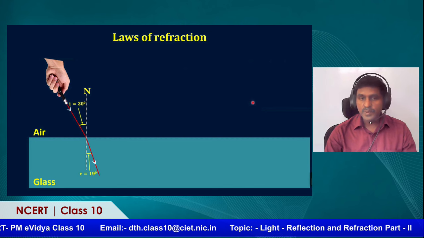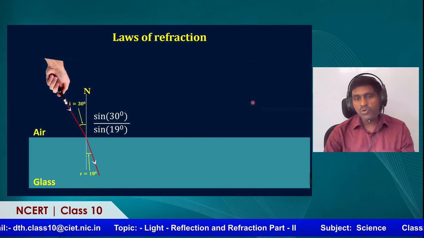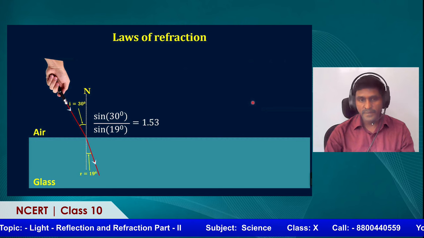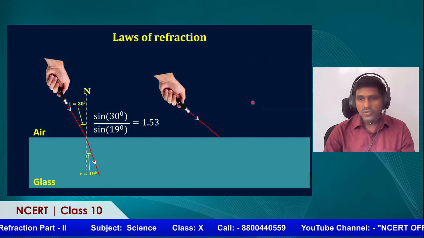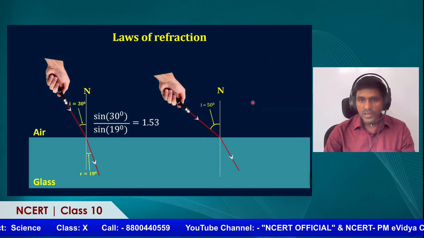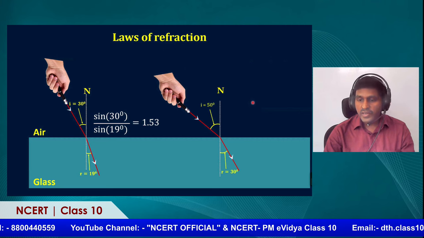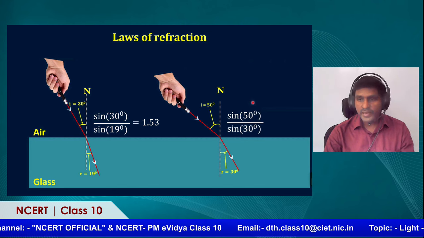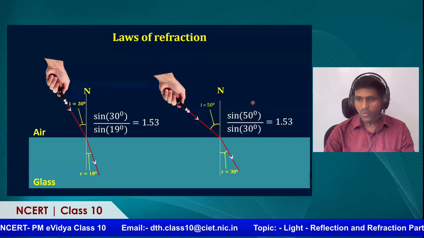Again I do the same experiment. I calculate the value of sine 30 degrees by sine 19 degrees. It is 1.53. Again I repeat the same experiment with a different angle. Now the angle of incidence is 50 degrees. For that, I got an angle of refraction of 30 degrees. So again I find the ratio of sine 50 degrees to sine 30 degrees. I got the same answer again, 1.53.